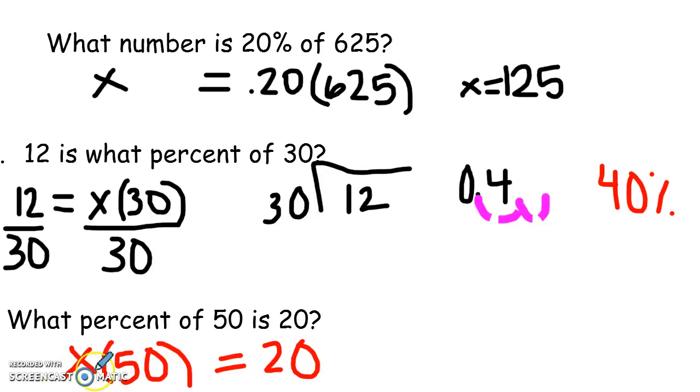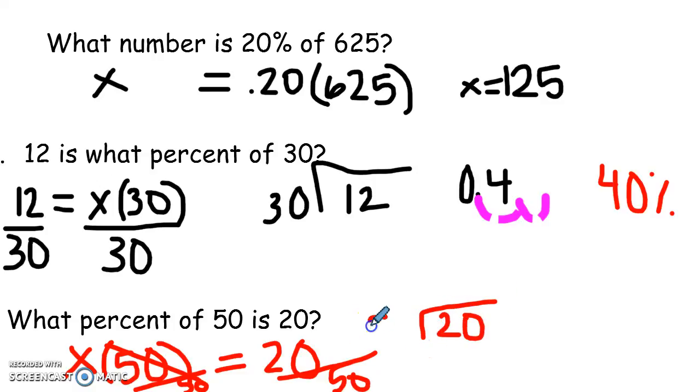What will you do to get the x by itself? You're multiplying times 50. How do you undo multiplying? You divide. So to get this answer, you need to divide both sides by 50. 50 divided by 50 is 1. So to get your percent, you're going to need to divide 20 divided by 50. Pause the video and divide that now.